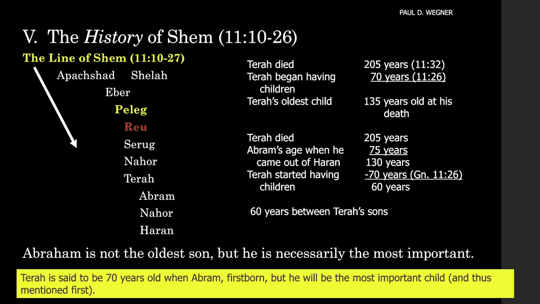That means there's 130 years between the children. Terah started having children, there's 70 years from the 205, and then minus the 75, so he's got 130 years. So that means that he started having children when he's about 70. And so we know that Abraham wasn't the first one.